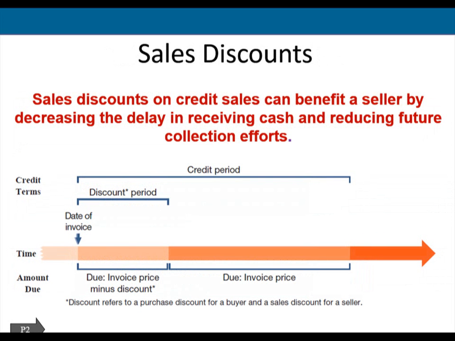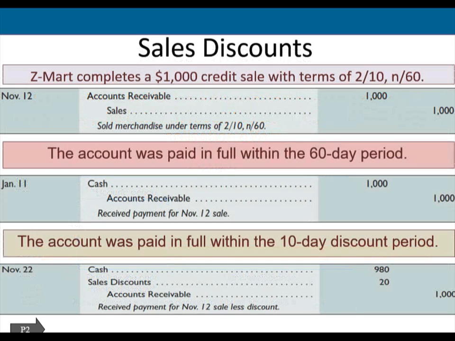Sales discounts are discounts that a seller gives to a buyer for paying within a certain period. Sellers offer discounts so they can get their money more quickly. This example shows the journal entries for Z-Mart. The cost of goods sold entry isn't shown because it doesn't change no matter when the customer pays.